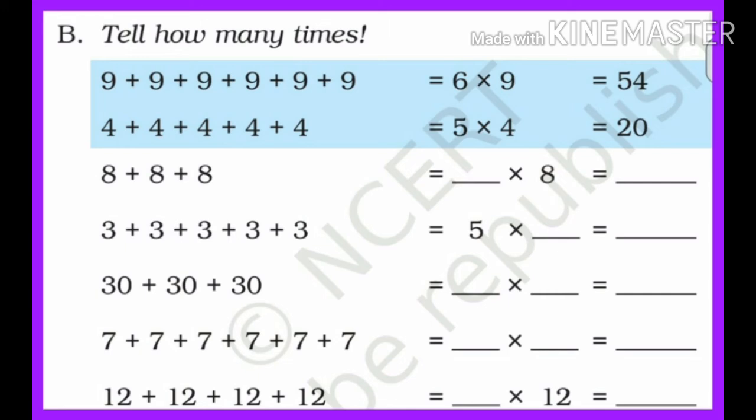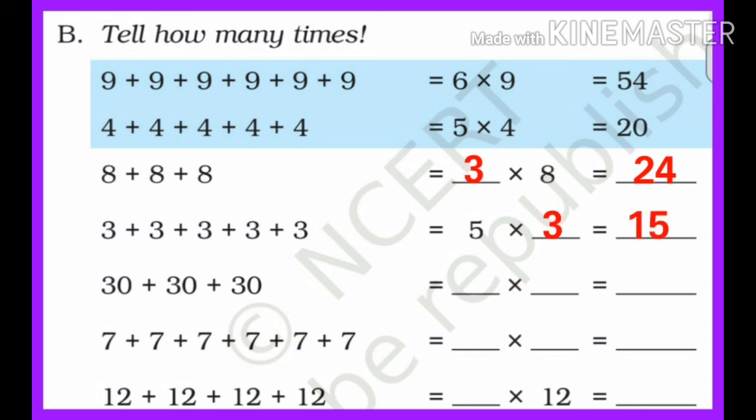Similarly, in the next one, 4 is repeated 5 times, that's why it is written 5 into 4, the answer will be 20. Next one, here the number 8 is repeated 3 times, so we will write 3 into 8. 3 8s is 24. Next one, here the number 3 is repeated 5 times, so we will write 5 into 3, answer is 15.